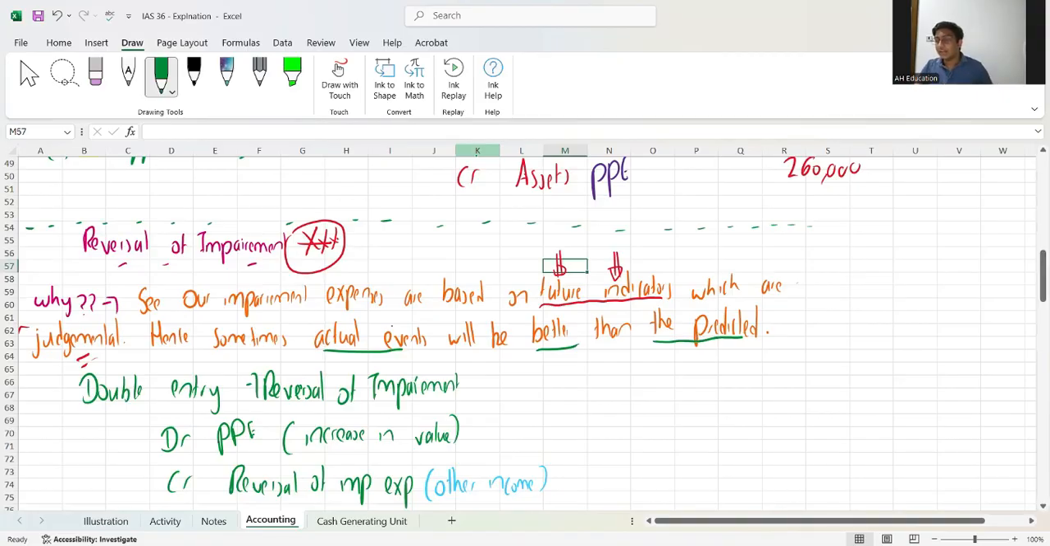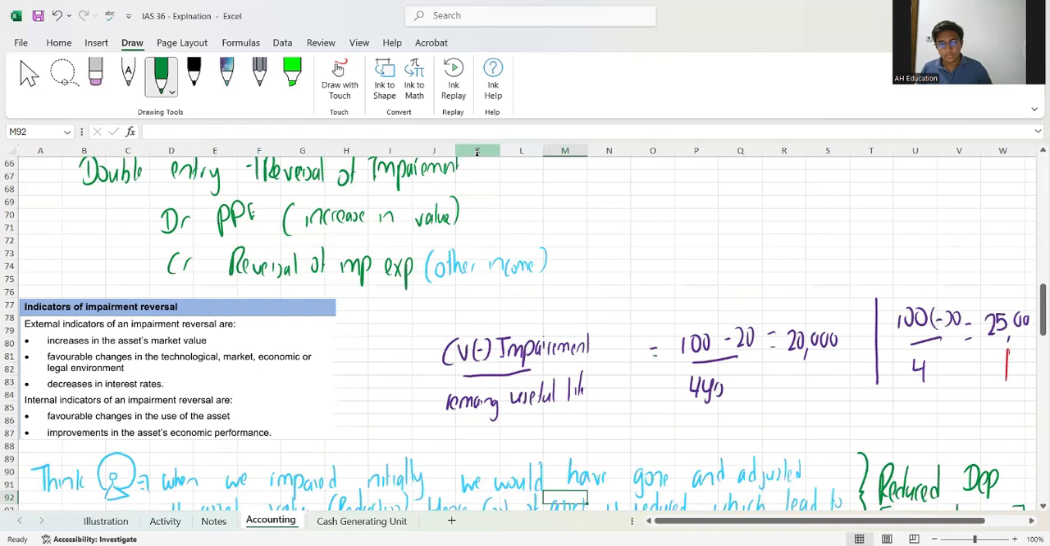Logically think and see, whatever we expect won't happen in the future. Sometimes you will have favorable situations coming in, like your market value increasing rather than decreasing. Then you all need to do your reversal of impairment. Okay, so let me show you. There are some indicators that you all need to be aware of. Okay, so let me show why one by one.